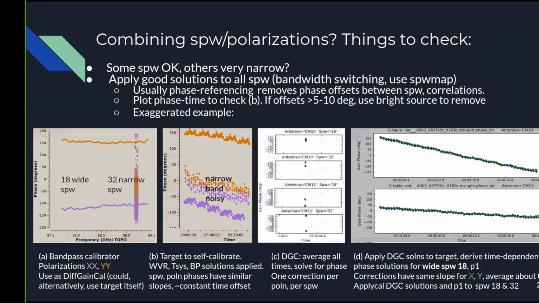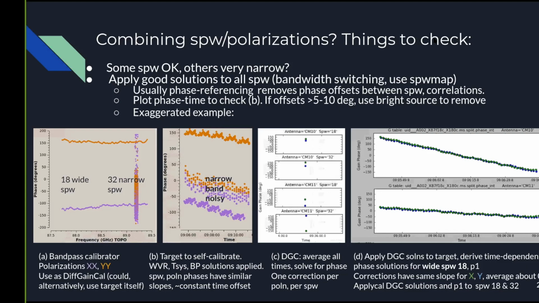And usually, if you're in this situation, you would use the bandpass calibrator as what ALMA refers to as a diff gain cal. And what you would do is make one solution averaging all times for each spectral window using a source which is bright enough to give good solutions. And then apply that every time you derive solutions thereafter. And what that does is that it removes the difference between spectral windows.